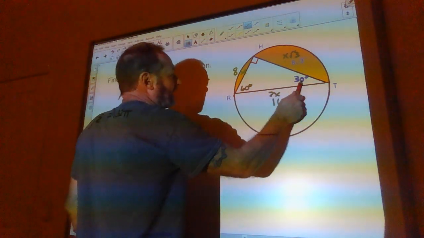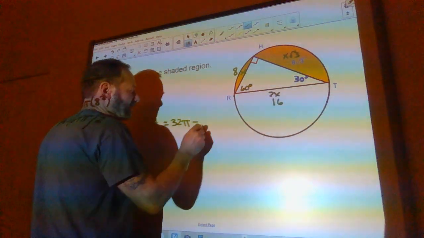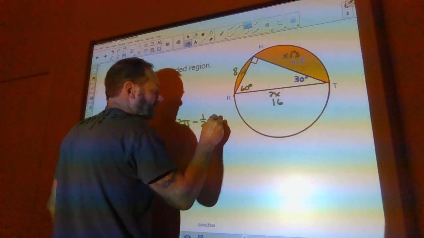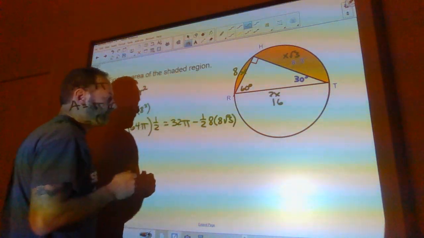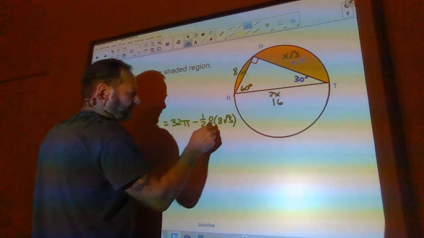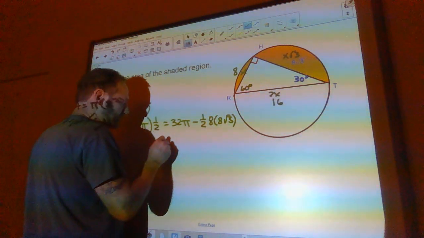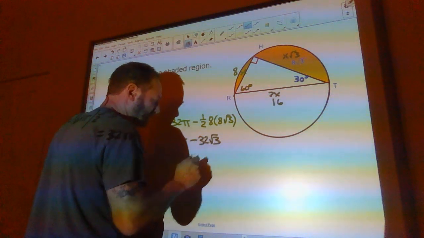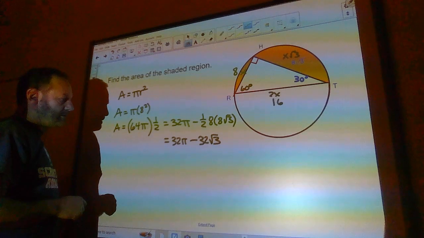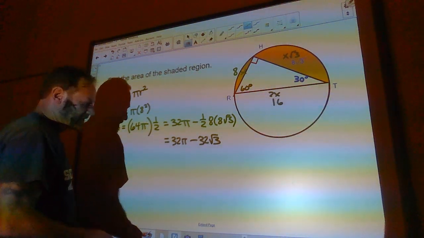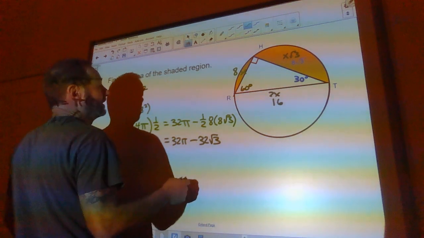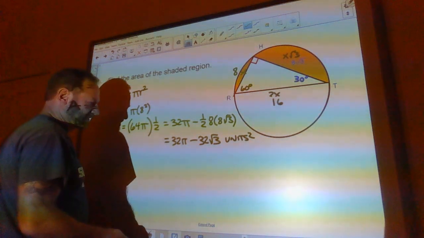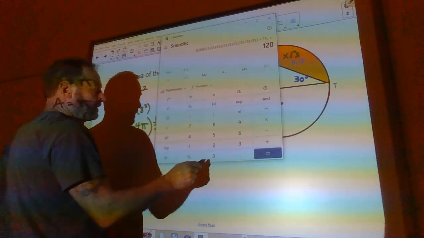Now I need to get rid of this triangle right here. That's going to be minus half the base times the height. This is going to be the base, and this is going to be the height. So that's going to be 8 times 8 root 3. So this is 64, and half of that is 32. So this is going to be 32 pi minus 32 root 3. We're going to need a calculator to figure that out. This is my exact answer, by the way, in square units. But that's not a very good answer, so let's go figure it out here.